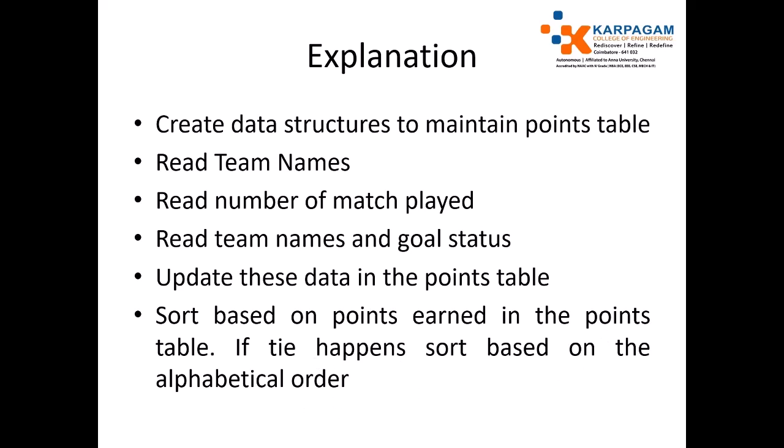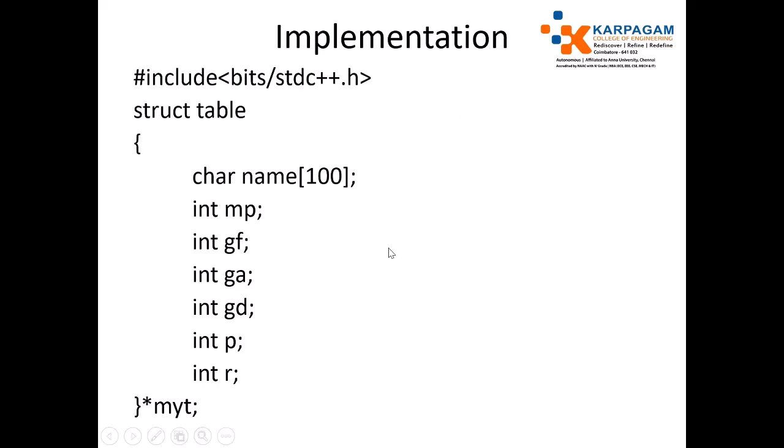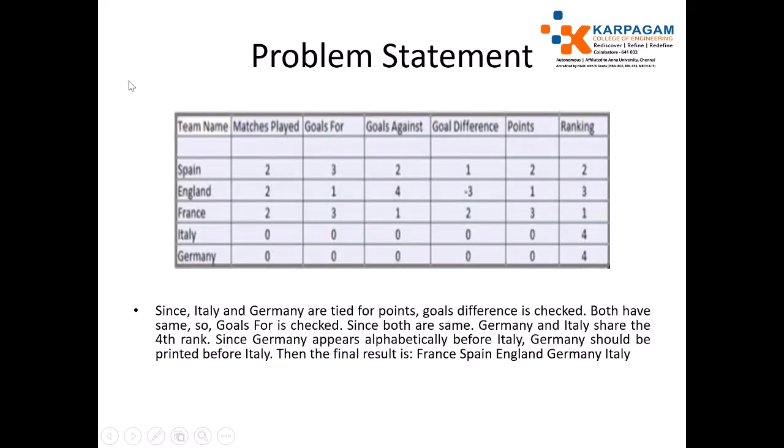Okay. I will just mention the implementation. This is the header file inclusion. Use bits/stdc++ for including all the header files that correspond to C programming. Next, we need to create a data structure for maintaining the points table. Now, we have several fields in the points table: team name, match played, goals for, goals against, goal difference, points, and ranking. So here we have a set of teams.